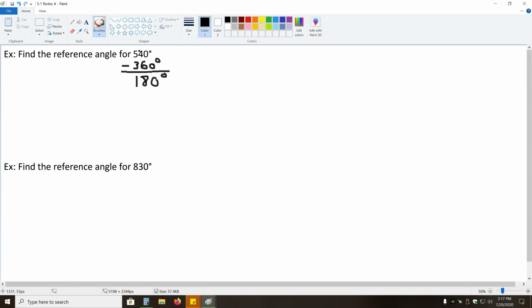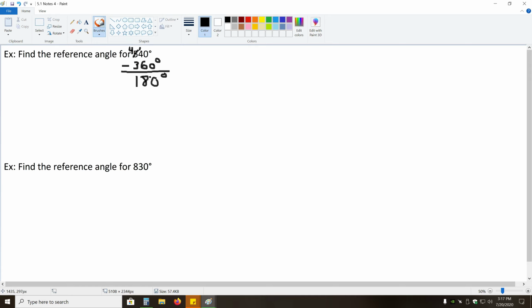Or you could just use the borrow method. If we borrow 1 from our 5, we get 4. Bring the 1 over. 0 minus 0 is 0. 14 minus 6 is 8. 4 minus 3 is 1.